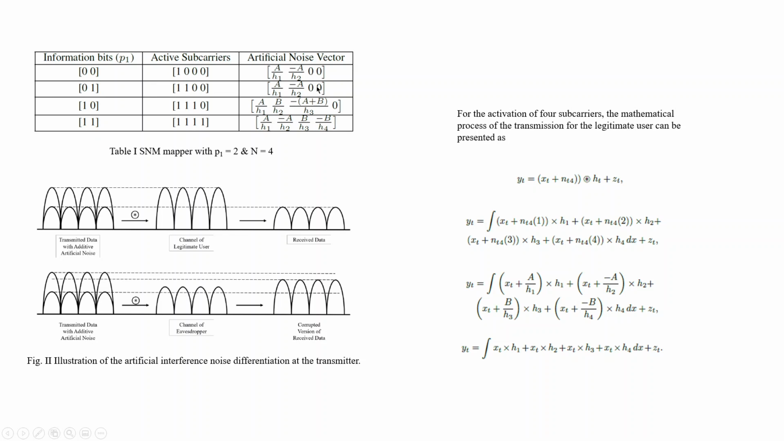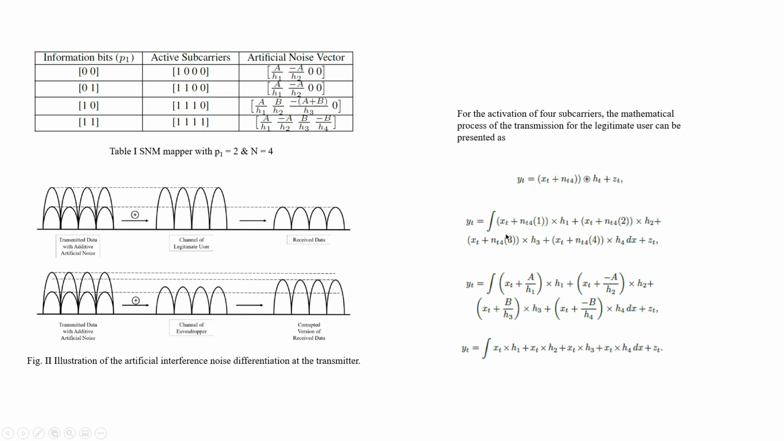So let's give an example for the activation of 4 subcarriers. The mathematical process of the transmission for the legitimate user can be presented as follows. We have the general formula with the artificial noise vector NT. We have xt, which is our transmitted bits, and we are multiplying it with the channel, and at the end we have our Z value, which is our white noise. If we do this, the NT4 here, as it is defined in this line, we multiply the xt with each member of this NT matrix.